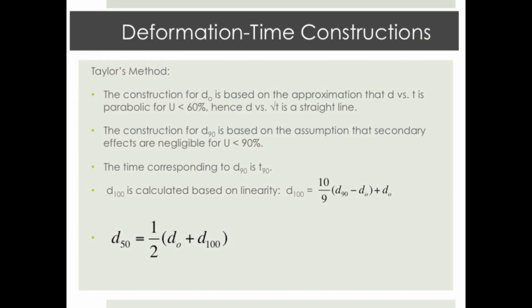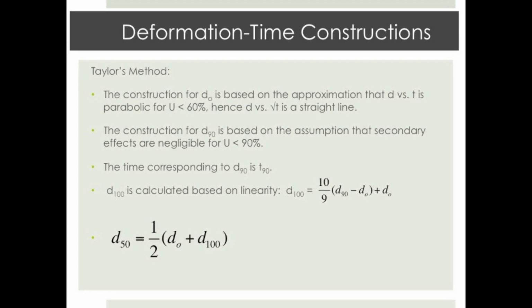Now we will overview Taylor's method, which utilizes a square root of time axis on the x. Because a parabolic assumption in the Casagrande method was formulated, Taylor's method follows the same train of thought with an assumed straight line portion to find D0. Also, Taylor's method assumes secondary effects below 60% consolidation are negligible.